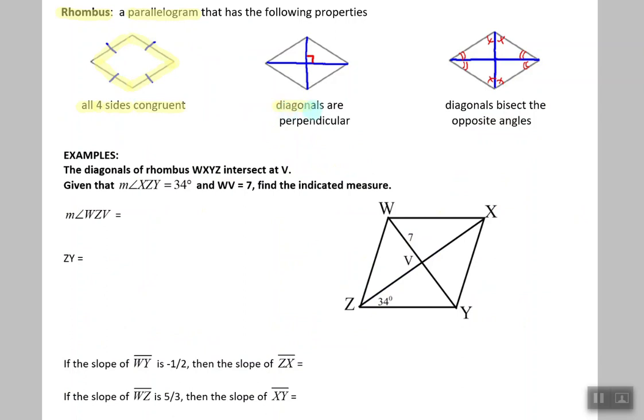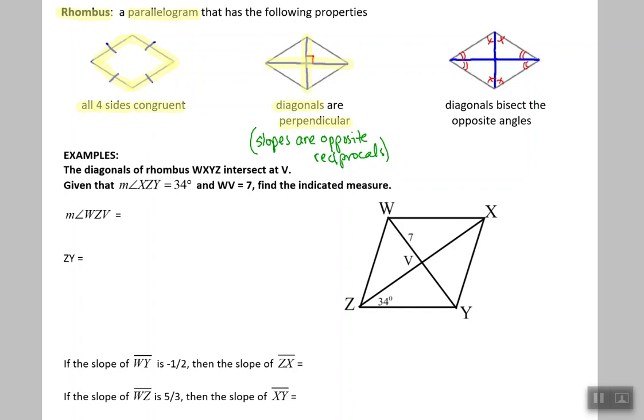In a rhombus, the diagonals are perpendicular. That means they make a 90-degree angle where they intersect each other. Remember that when we work with perpendicular lines, we know the relationships between the slopes of the lines. So the diagonals being perpendicular can also tell us about the slopes of those diagonals, that the slopes are opposite reciprocals of each other. We'll look at what that means when we see an example.